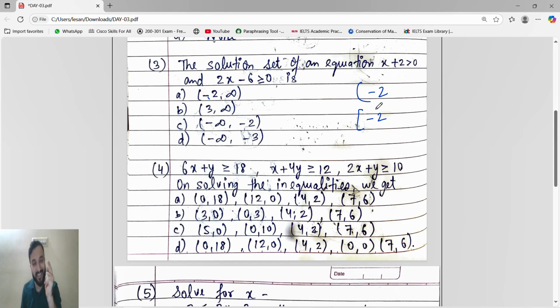Close bracket means we will include that value. Use only a little, not too much. So x plus 2 is greater than 0.